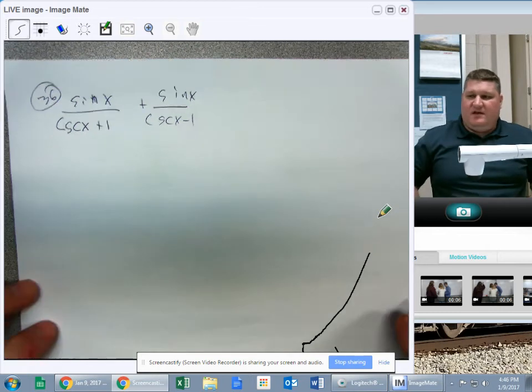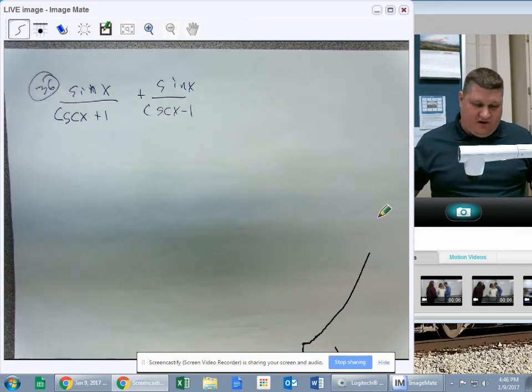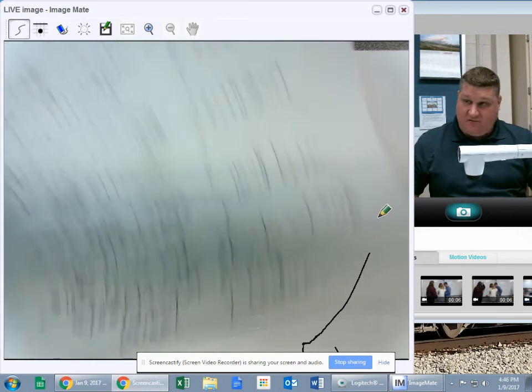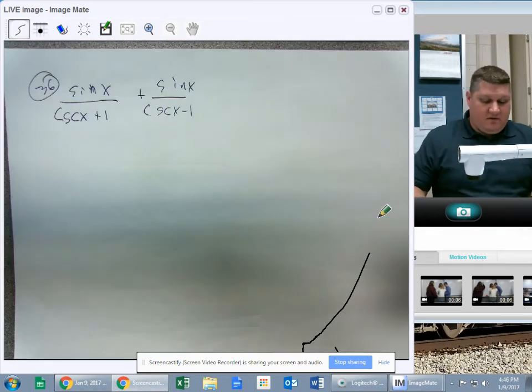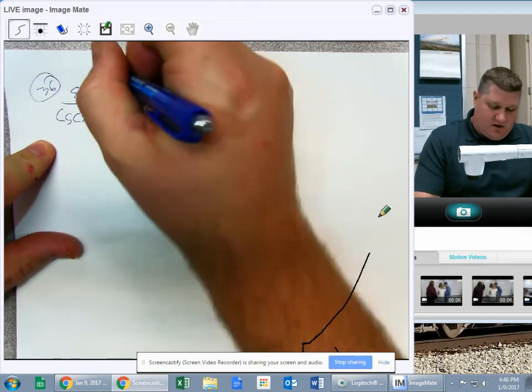Okay, ladies and gentlemen, let's take a look at this problem, number 36. Well, again, we have two fractions. Oh, son of a gun. Remember the last one? That was fun. So here we go. Probably two fractions means common denominators.